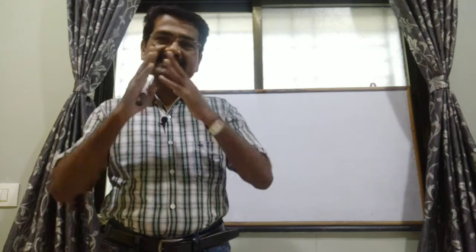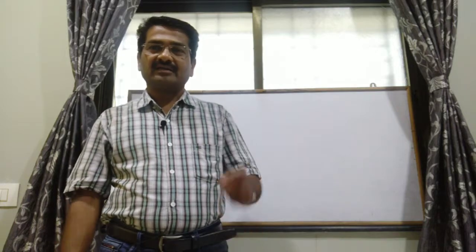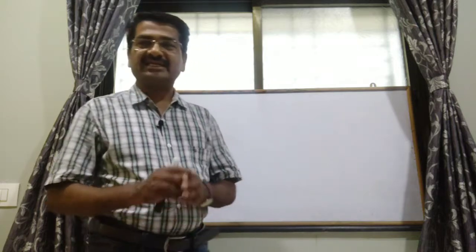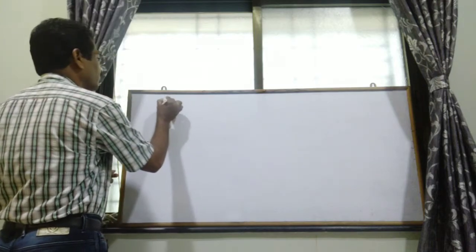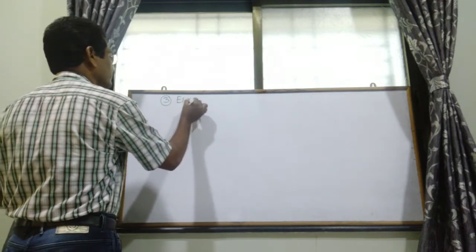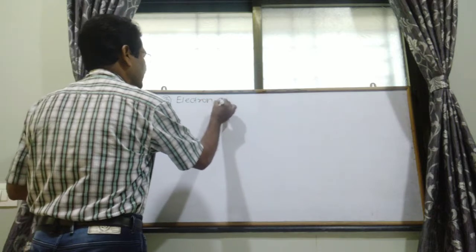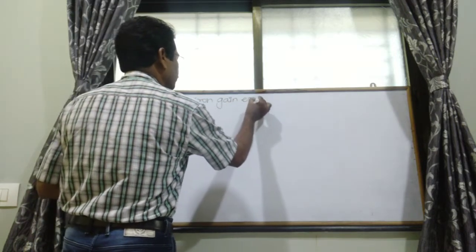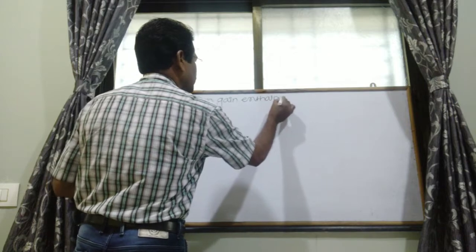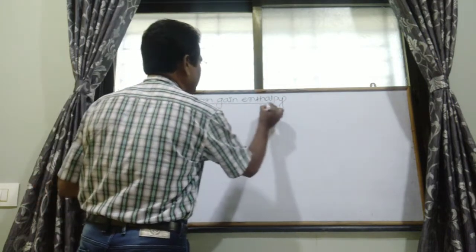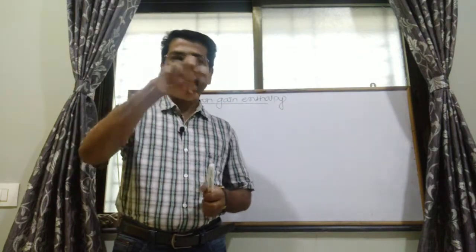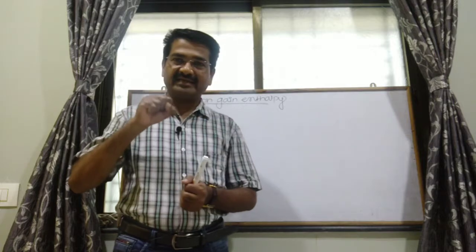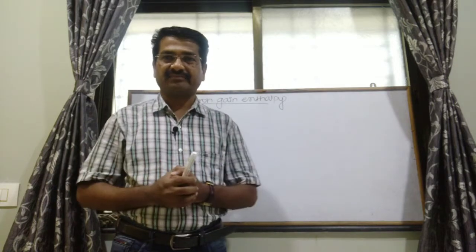Okay, so in this class, we learn the next remaining property. The name of the property is electron gain enthalpy. Electron gain enthalpy of Z18 elements. So what about the electron gain enthalpy? What is the main concept? Electron gain enthalpy. Enthalpy is the energy.